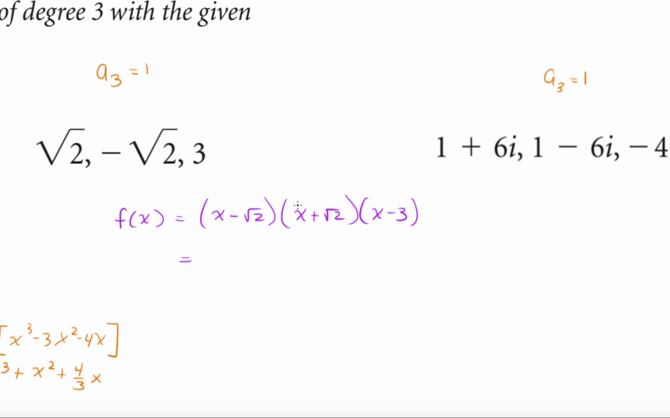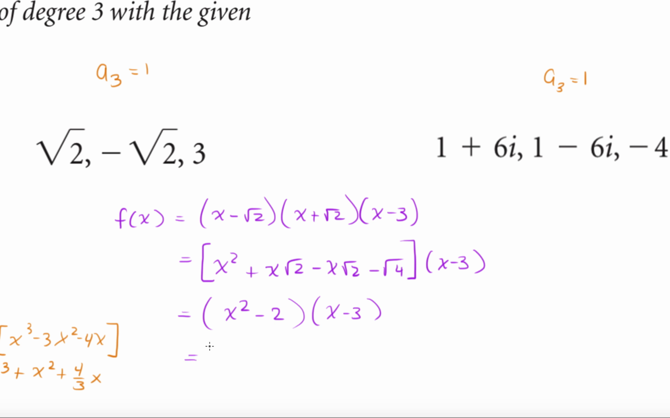Here, I want you to FOIL the ones with radicals. Okay? X times x is x squared. X times radical 2 is x radical 2. Negative radical 2 times x is negative x radical 2. Negative radical 2 times radical 2 is negative radical 4. Now we simplify. So x squared minus this is equal to 0, minus radical 4, which is 2.